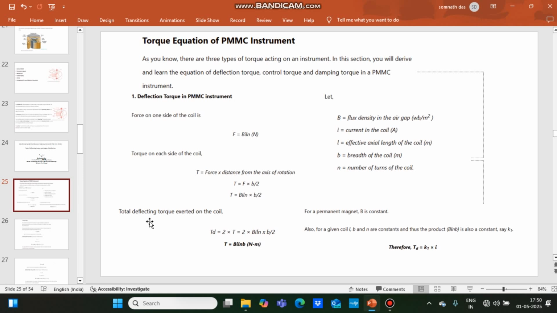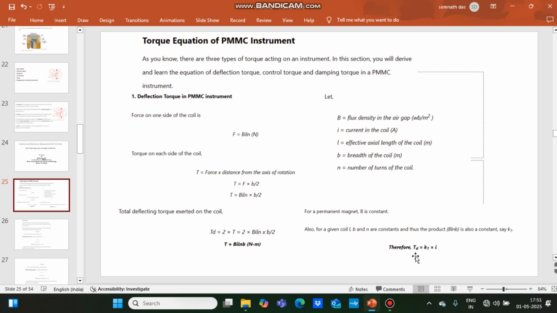So for a permanent magnet, flux density B is constant. Also for a given coil, axial length L, breadth b, and number of turns of the coil N are constant. So capital B is constant, L is constant, small b is constant, and number of turns N is constant.